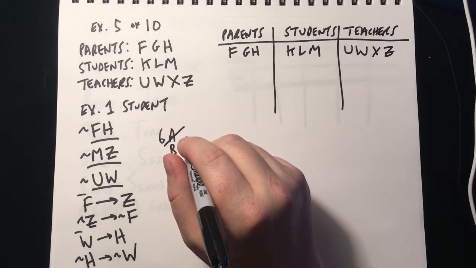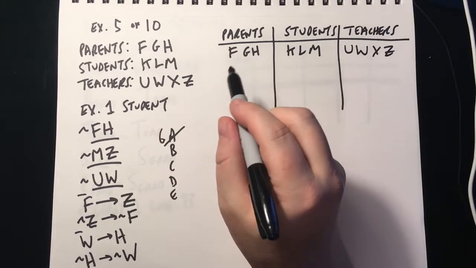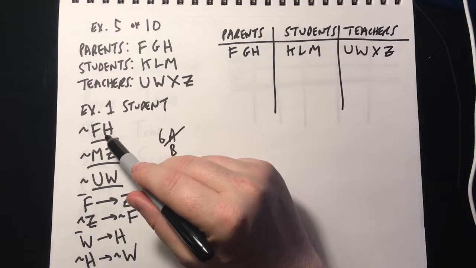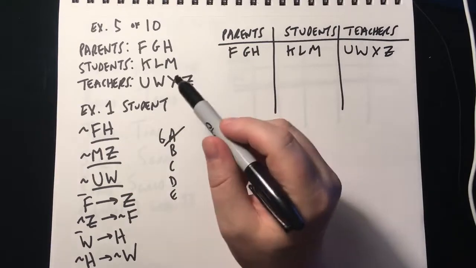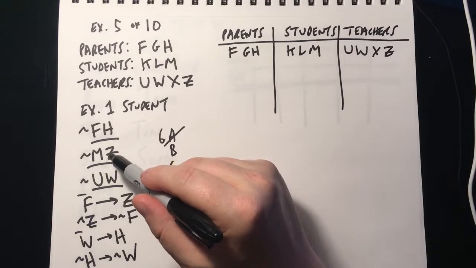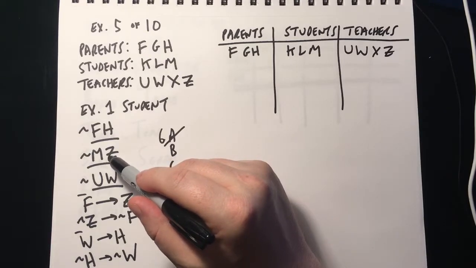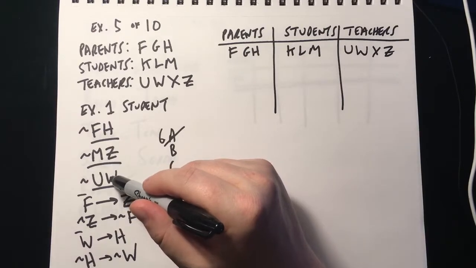Answer choice B checks out. Answer choice C checks out. Answer choice D checks out. Answer choice E checks out. Eliminated 1. On we go. No FH. Do any of these answer choices have both an F and an H? No. Looks good. We move on to the next one. No MZ. Do any of these have both an M and a Z? And looks like we're pretty clear on that account too.